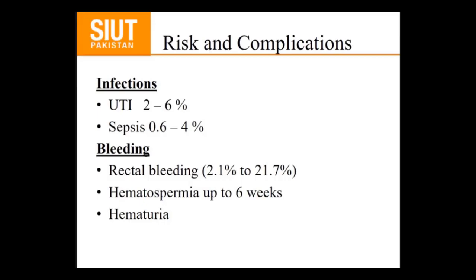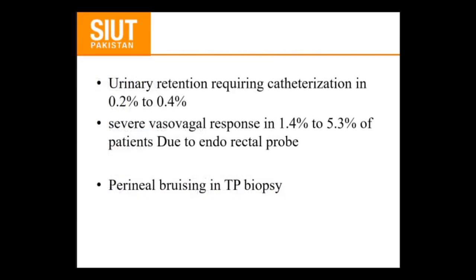Hematospermia can be there. It is a benign condition. It can last up to 6 weeks. And hematuria. Urinary retention requiring catheterization occurs in 0.2 to 4% of patients. It depends on the prostate size and the number of cores taken. The more cores taken from the prostate, the more chances there are for retention.